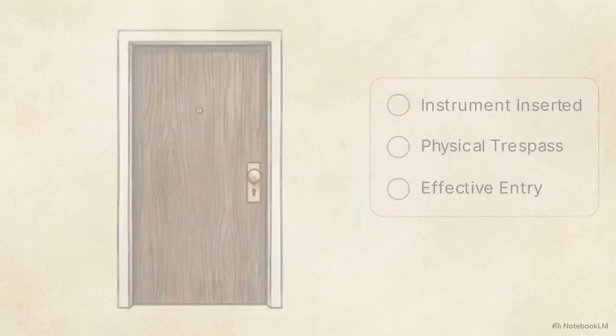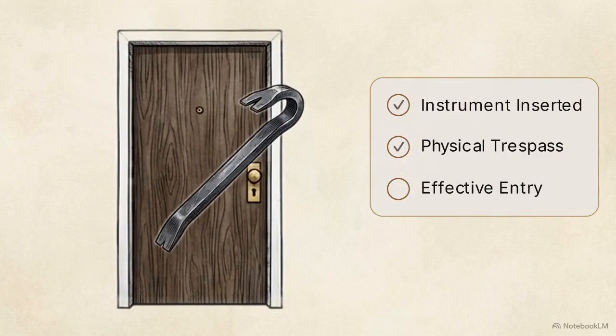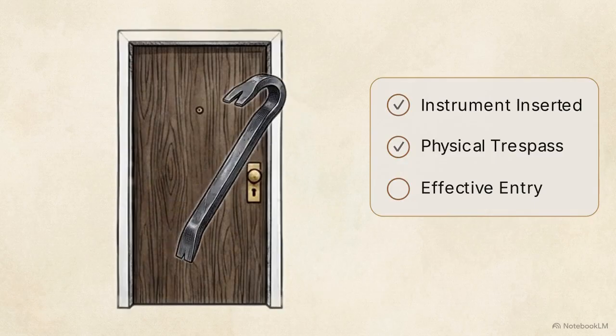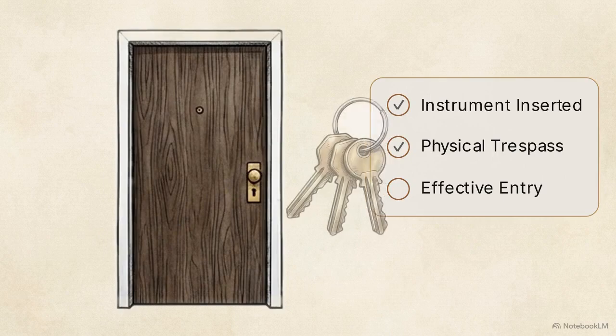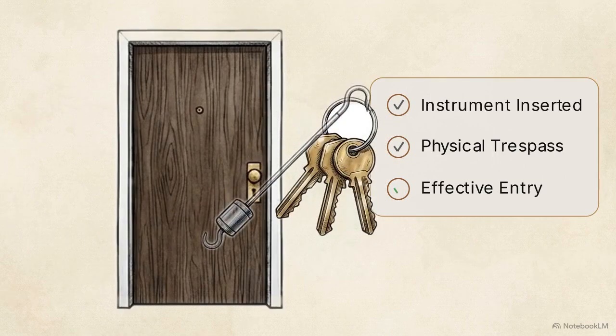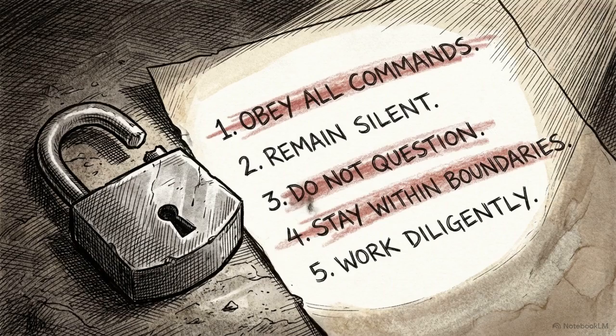When analyzing an exam scenario where a defendant uses an instrument to gain access, carefully observe the instrument's exact function. An instrument used strictly to force a lock does not constitute an entry, but an instrument used to reach inside and commit an offense is treated as an extension of the defendant's own body. This table summarizes the distinction. If a defendant named Majid inserts a wire hanger through a letterbox to hook a set of keys hanging inside, he has made an effective entry. Trespass is driven by the violation of the specific terms of an occupier's consent, not the mere mechanical act of bypassing a lock.